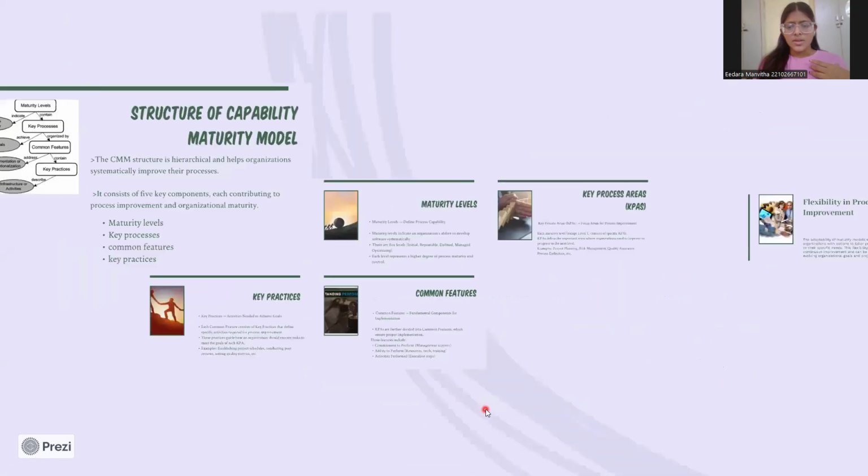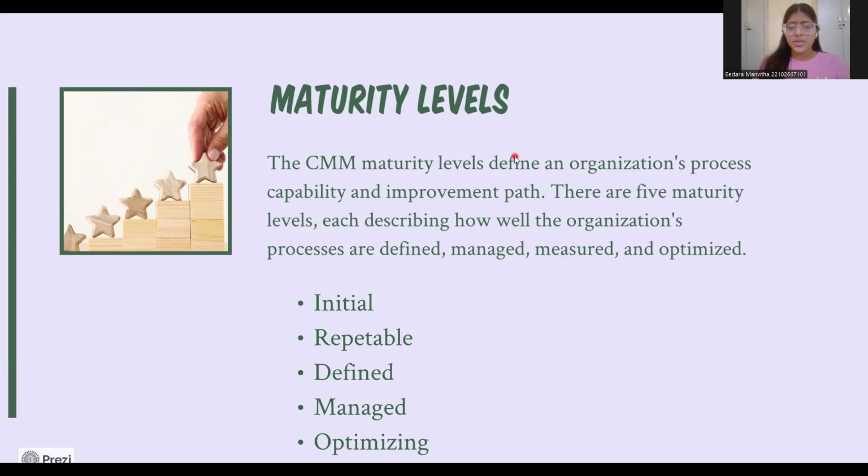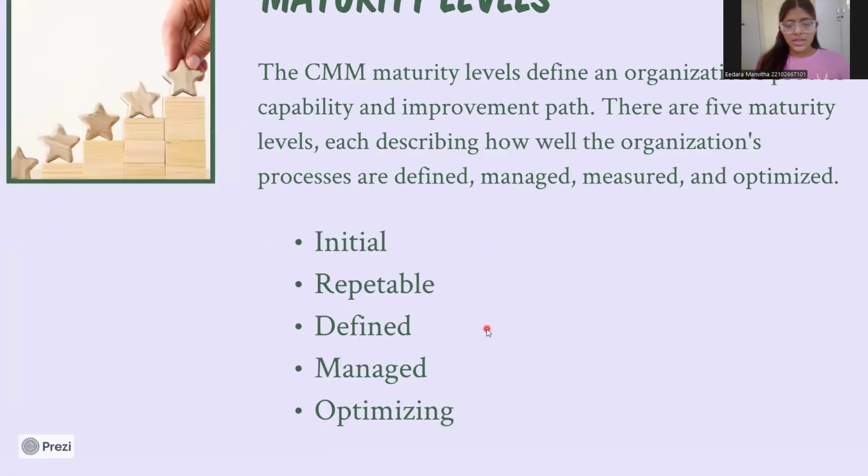So the next one, we'll discuss the multiple levels we have in the maturity level. As we discussed, the CMM maturity levels define an organization's process capability and improvement path. We have 5 types of maturity levels: initial, repeatable, defined, managed, and optimizing. Firstly, we'll discuss all of these 5 maturity levels. The first one will be initial.